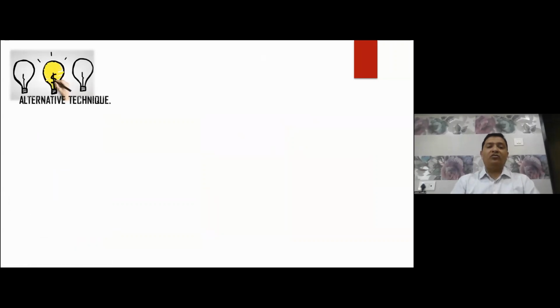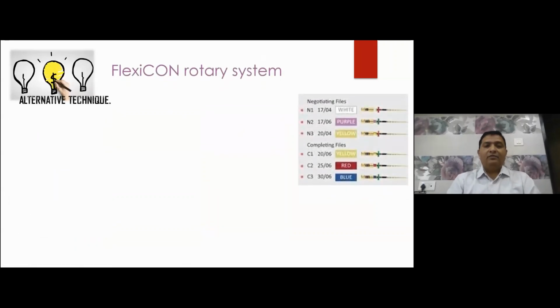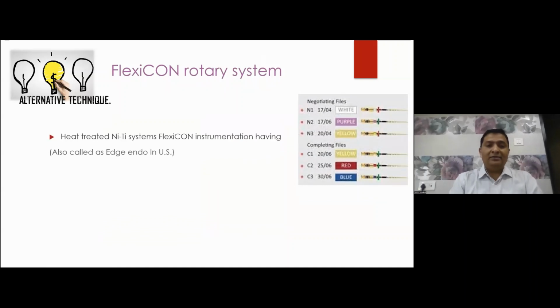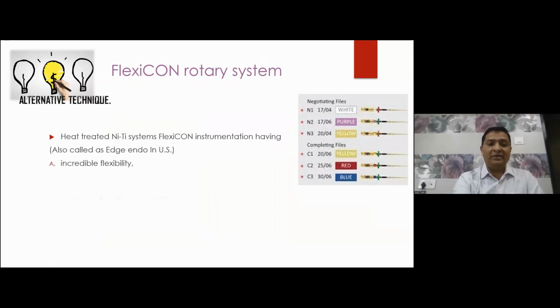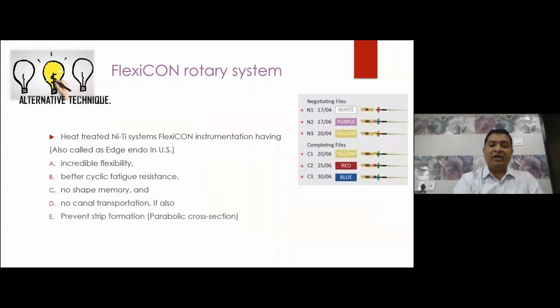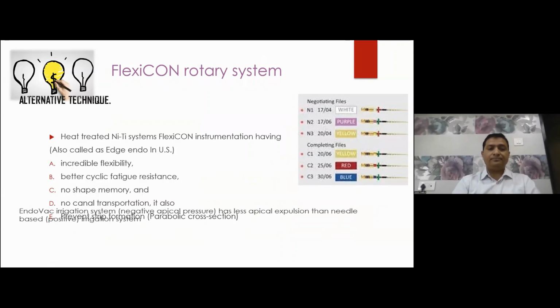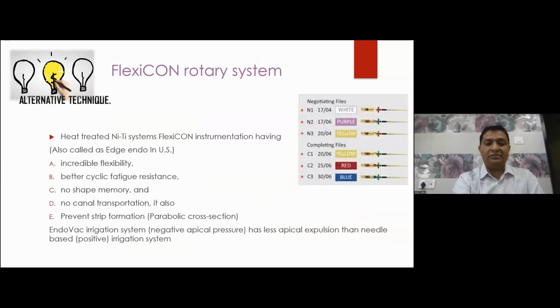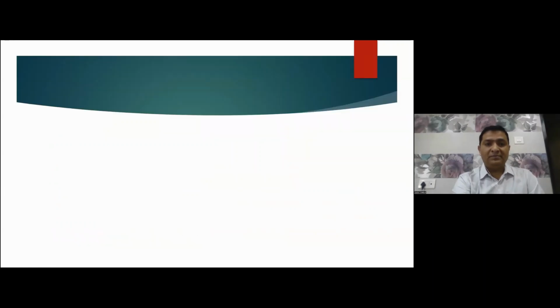So what is the alternative for this technique? Flexicon rotary instrumentation, as marketed in India and as Endo in the United States, has incredible flexibility, better cyclic fatigue resistance, no shape memory, and no canal transportation. It also has a parabolic cross-section so as to prevent strip formation. Along with the EndoVac irrigation system, it can produce less periapical expulsion.